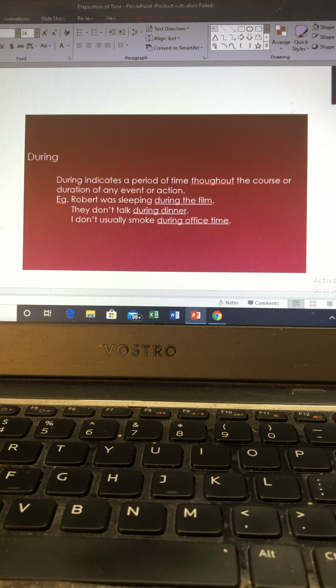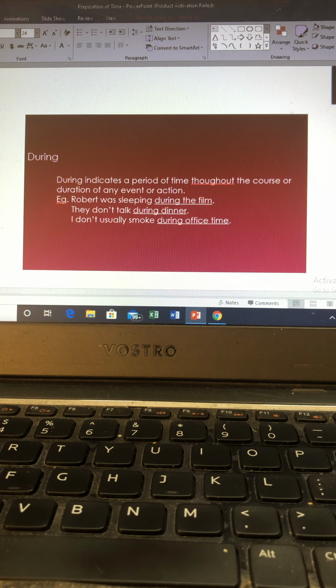We use the preposition during to indicate a period of time. So during the movie is the period of time. The period was 3 hours, and during this period, the person was sleeping. Clear to all?